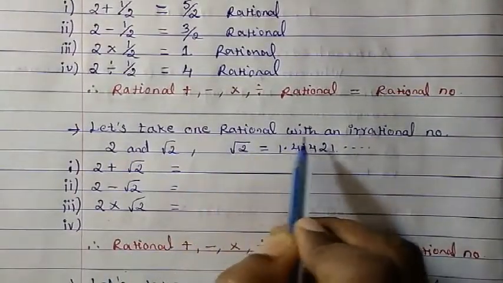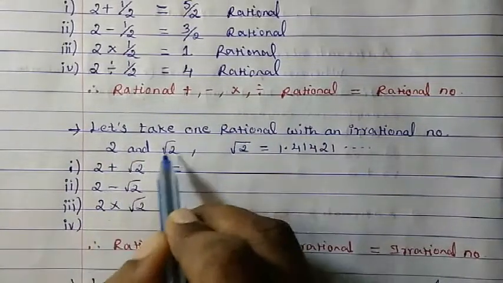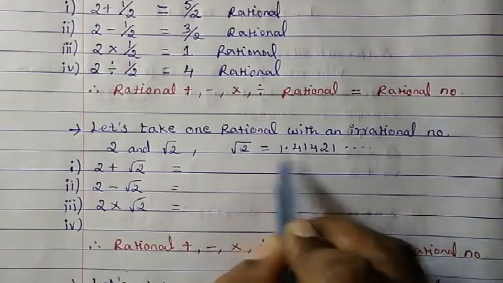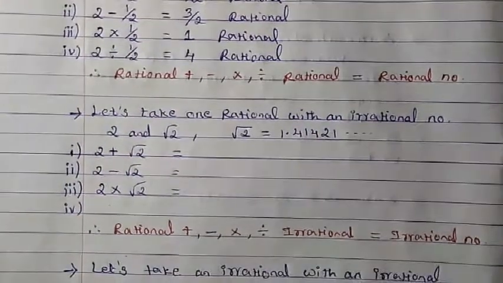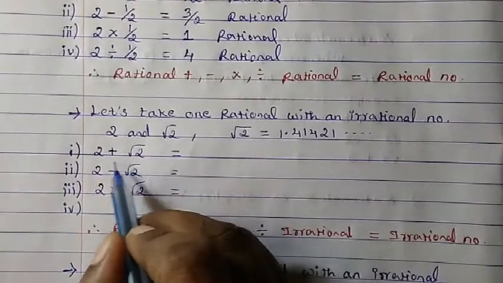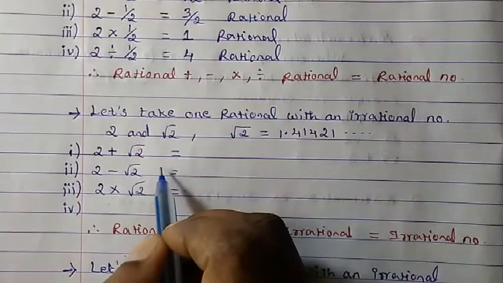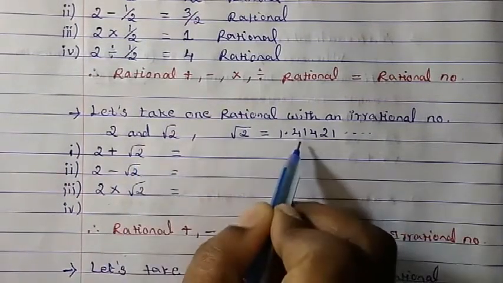Let's take one rational with an irrational number. So we have taken one rational number and one irrational number, and the value is given here for root 2. The experts have already found it out. So let's see what we will get with rational and irrational. So what will be our answer? You have to put in the value of this.